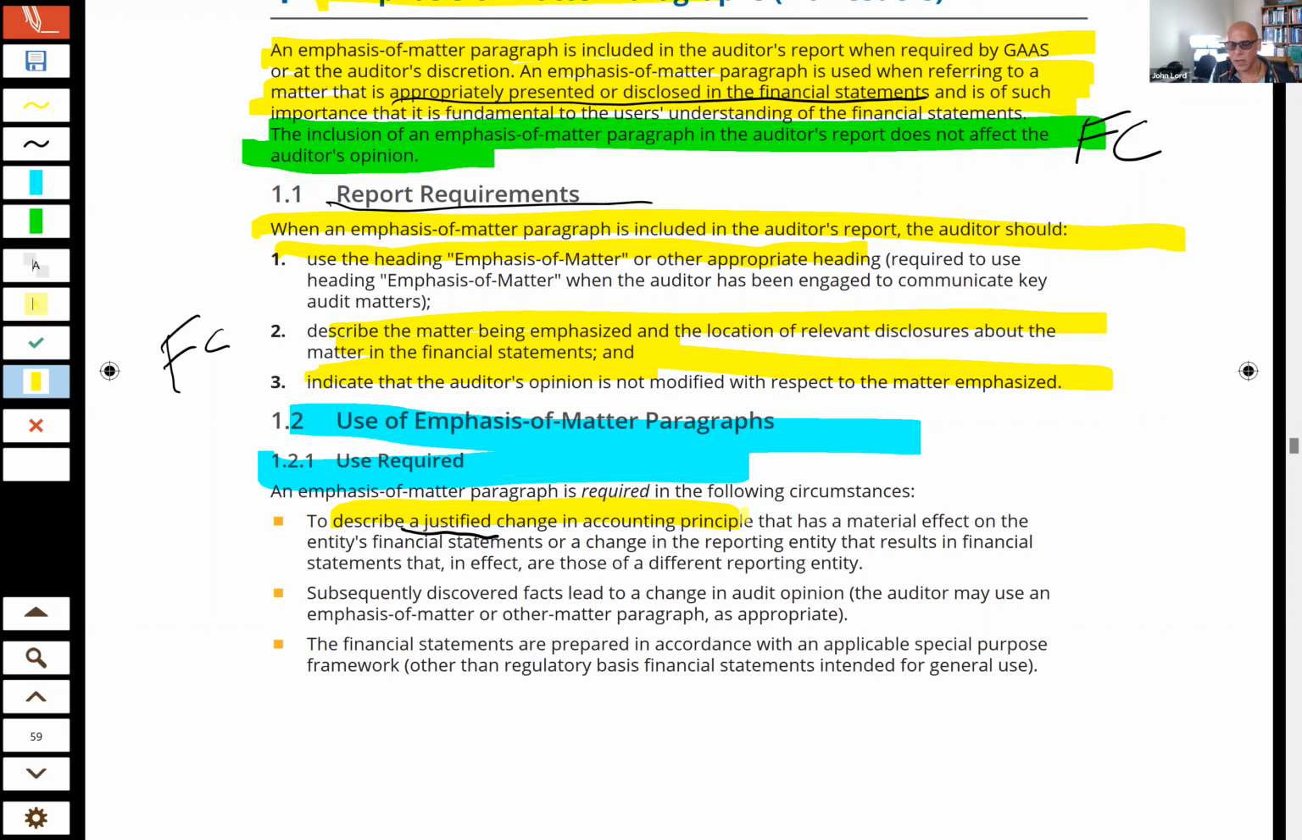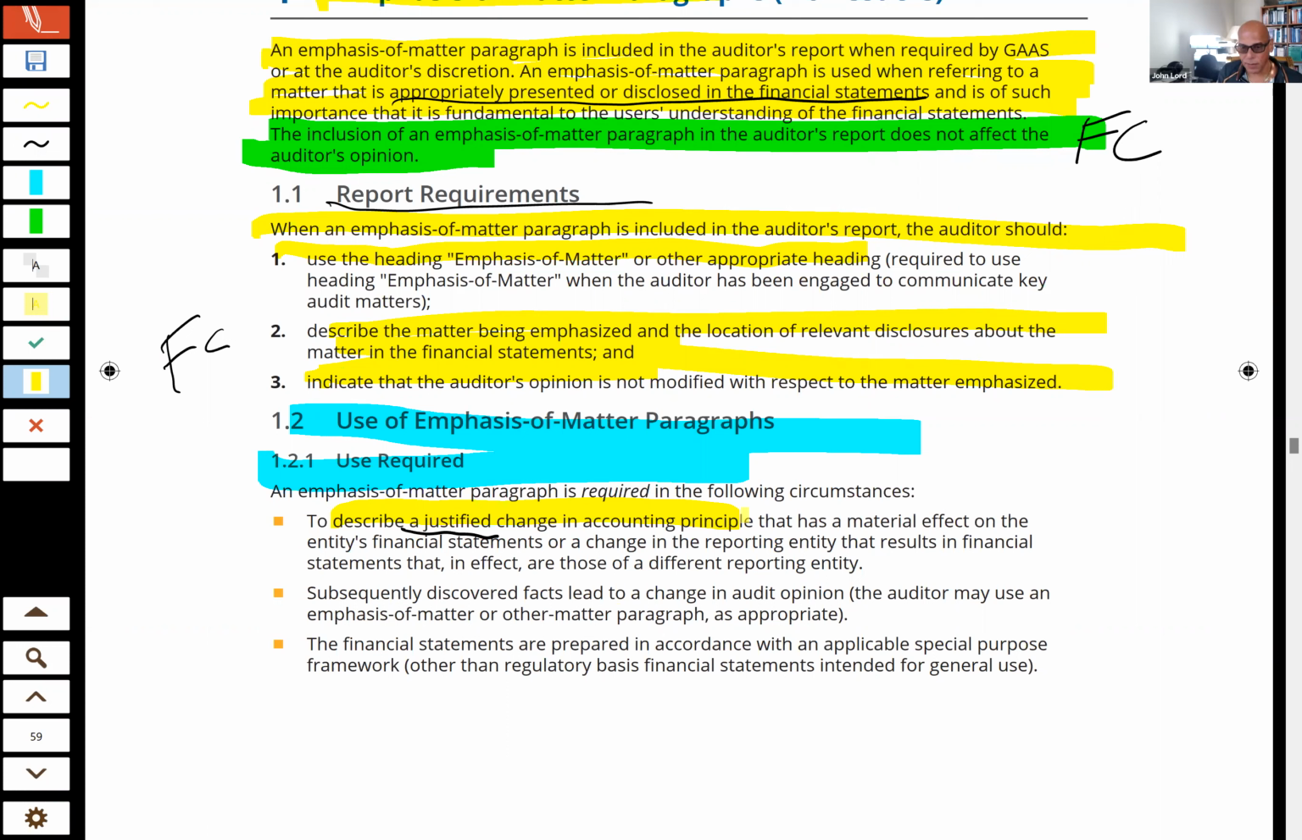But assuming they are justified, say changing from the completed contract method to percentage of completion for accounting for their long-term construction contracts, we would be required under US GAS to include an emphasis of matter paragraph that says, hey, they were justified, they did it correctly, we're giving an unmodified opinion, as you've seen in the opinion paragraph, but you should be aware, as discussed in footnote X, that the entity has changed from completed contract to percentage of completion, and that would be called out in the audit report under the heading emphasis of matter.